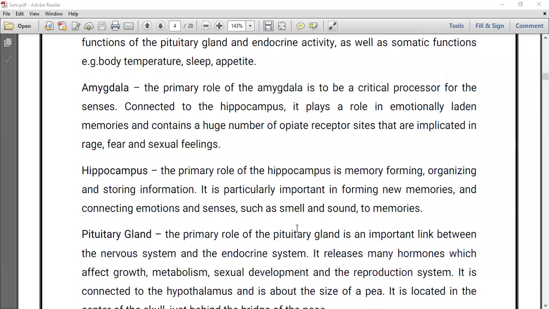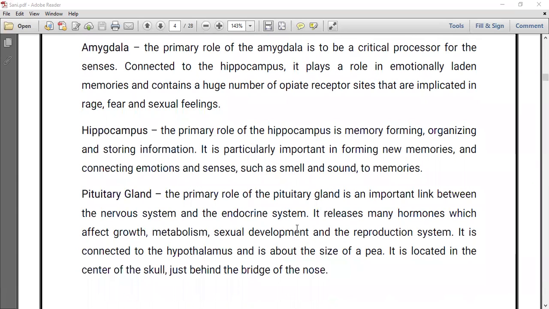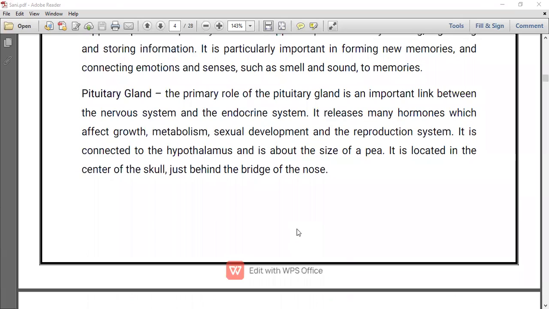The other one is the hippocampus. The primary role of the hippocampus is forming, organizing, and storing information. It is particularly important in forming new memories and connecting emotions and senses, such as smell and sound, to memories.